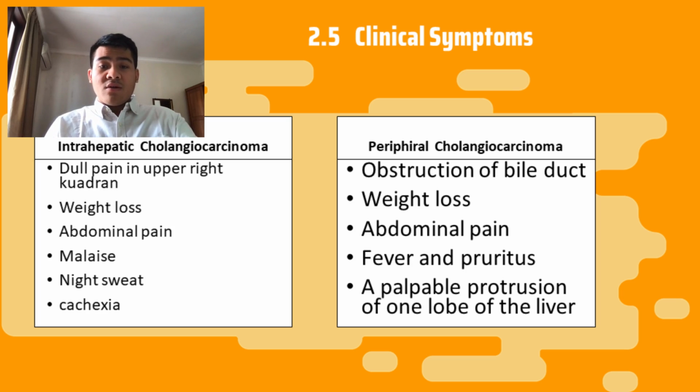In peripheral cholangiocarcinoma, it often causes obstruction of the bile ducts with symptoms such as jaundice, weight loss, abdominal pain, fever, and pruritus. Jaundice is a symptom that appears in 90% of patients with peripheral cholangiocarcinoma and acute cholangitis in 10%. 50% of patients with peripheral cholangiocarcinoma have signs of symptomatic malignancy such as anorexia, weight loss, and fatigue. A palpable protrusion of one lobe of the liver may sometimes be noted as a manifestation of a hypertrophic complex.